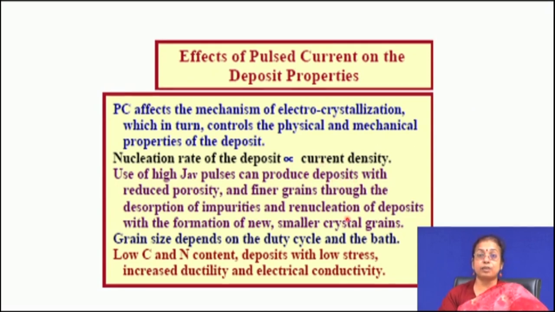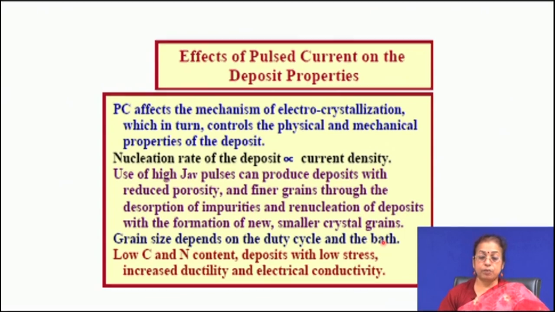So, if you are interested to have very fine deposited layer on the surface of any substrate, you should increase the typical current density and you should decrease the duty cycle. So, these two things can be independently varied in case of pulse or pulse reverse mode. On the other hand, in DC mode, you cannot really vary all these things, and grain size depends on duty cycle of the bath.